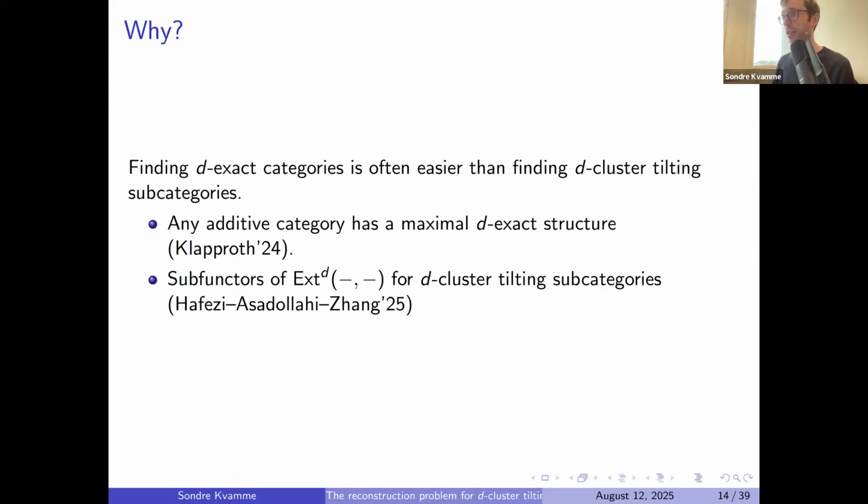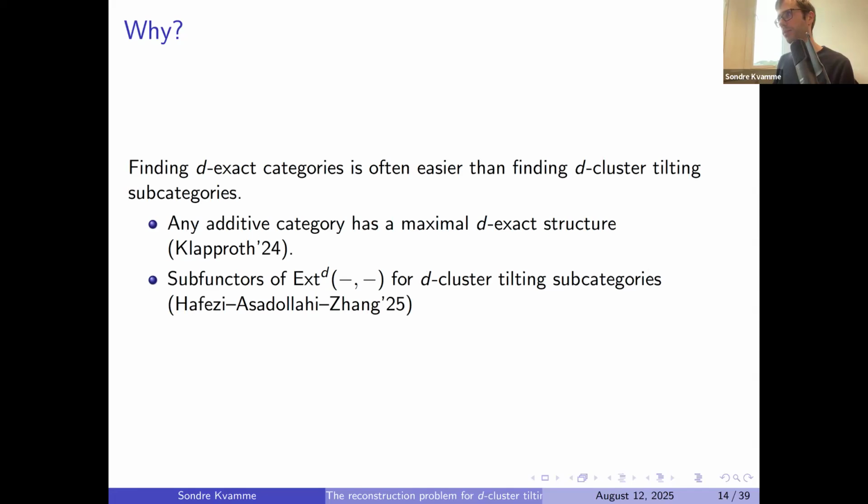And then there's another paper by Hafezi, Asadollahi and Zhang from 2025, where they look at D-cluster tilting subcategories of module categories. They look at the XD functor, and they look at subfunctors with certain properties of XD functors. And then from these subfunctors, they obtained new D-exact structures on this category. And then again, combining it with my results, you get new examples of D-cluster tilting subcategories.